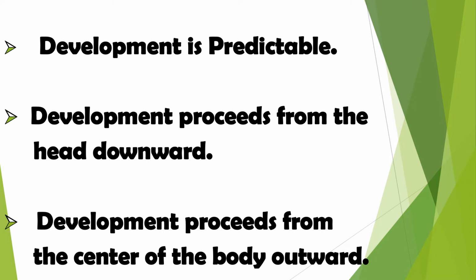Next is development proceeds from the head downwards. This is called the cephalocaudal principle. This principle describes the direction of growth and development. According to this principle, the child gains control of the head first, then the arms, and then the legs.